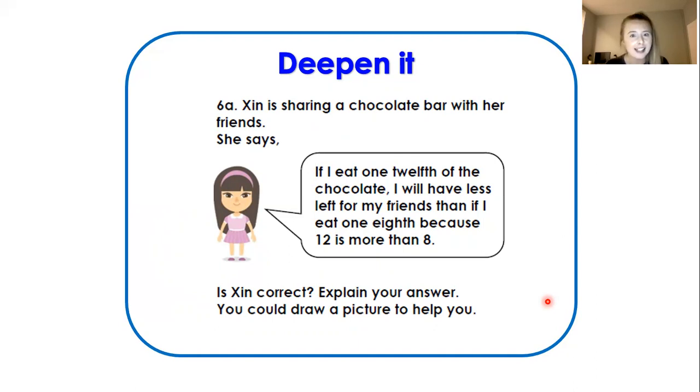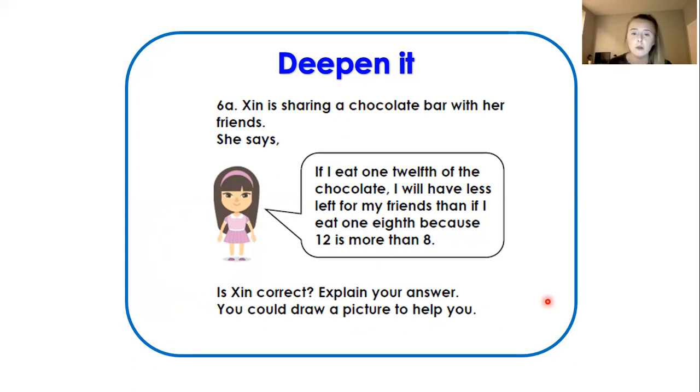Is she correct? Is her explanation correct? You're going to need to explain to me why she is correct. You can draw a picture to help you. Remember, you can write out your fraction. If I eat 1/12, what does that look like as a fraction? 1 over what? And then she'll have less. Remember, use your sign. So she thinks you'll have less than if she ate 1/8. What does that fraction look like?